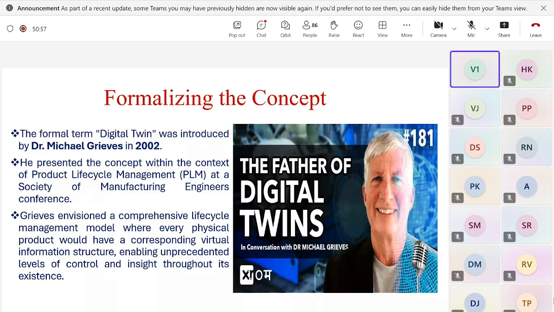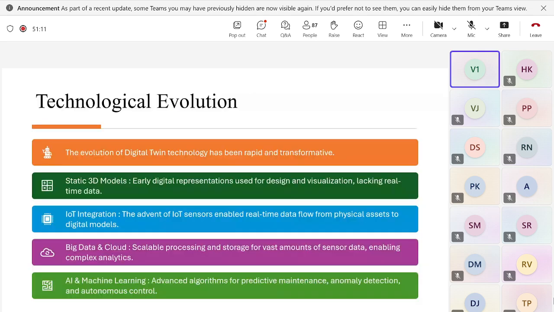Basically, he is a manufacturing engineer. At a manufacturing engineering conference, on product lifecycle management, he defined this concept and named it the digital twin. So that's Dr. Michael Grieves' story, and based on it, the concept has evolved, and has gotten to where it is as of 2025.